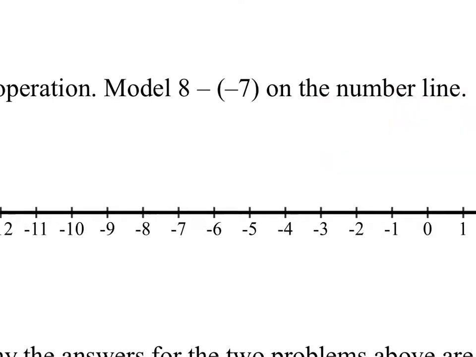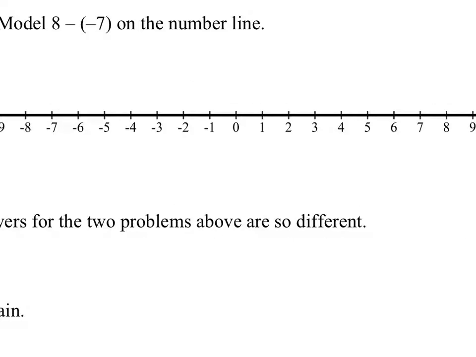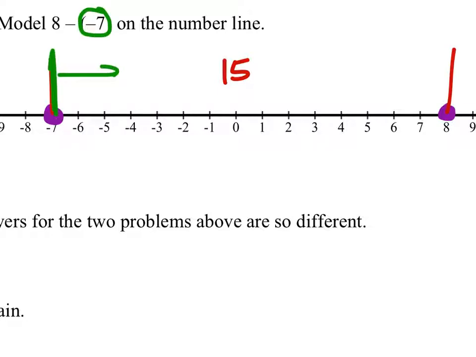All right, let's model 8 minus negative 7 on the number line. And they gave us the number line. That was very generous. All right, so continuing this, we got this 8 right here. And then negative 7 is right up, count. So once again, how far apart are these? We could count them. 1, 2, 3, 4, 5, 6, 15. Bam, got it. Question is, which direction did we go? Well, we're going to start at the second number, which is negative 7, right, count. And we're going to go to the right, making that positive 15.